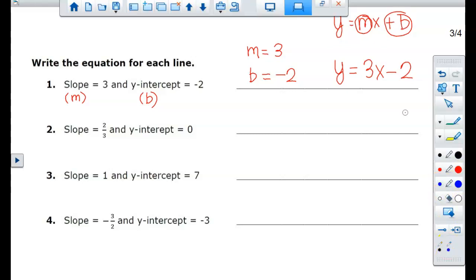And the way that I have the work written on the screen right now is the way that I would want you to show me the work. I want to see all three things: the m equals, the b equals, and then that equation. All right, so let's move on to number 2.